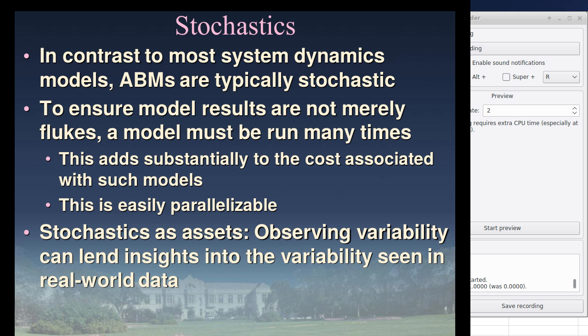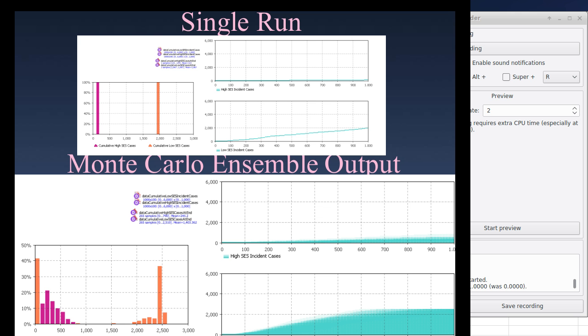we have to run a model many times over what's called a Monte Carlo ensemble. Okay. We run many realizations. We run it again and again and again and total up consequences. And the stochastics, by and large, are an asset here, but they do have big consequences on runtime. So for a given run of a model, we might get a very particular output at the end of the model with respect to the number of cases that have occurred among low SES population and among high SES population.